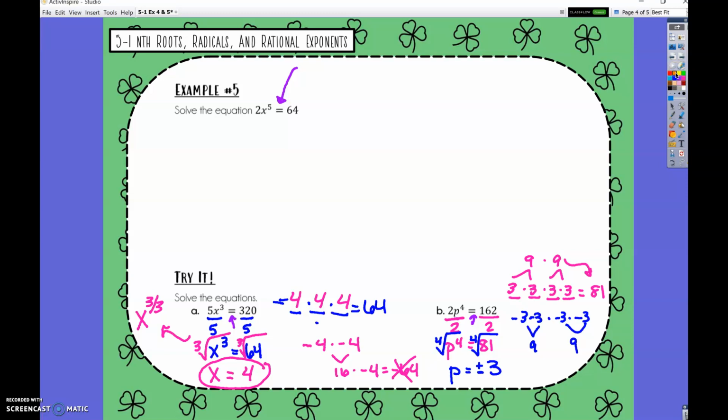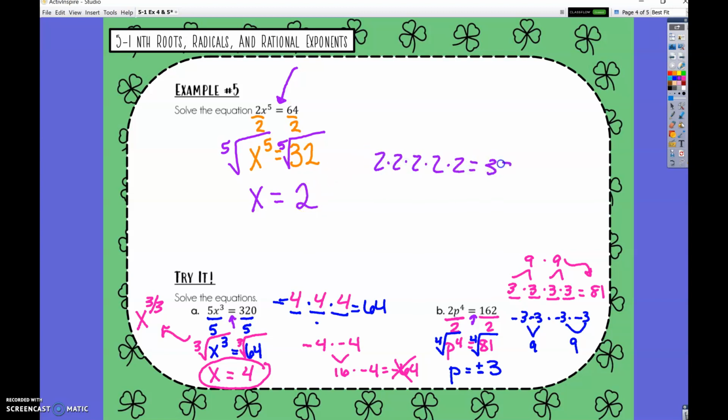Now just to polish off and finish this example, we're going to divide by 2 on our example 5, and that means x to the 5th gives me 32. I can think in my mind what number times itself 5 times makes 32, and you can still do that. But if I take the 5th root, that would again tell me that x will equal 2. Think about it now. 2 times 2 times 2 times 2 times 2 gives us 32.